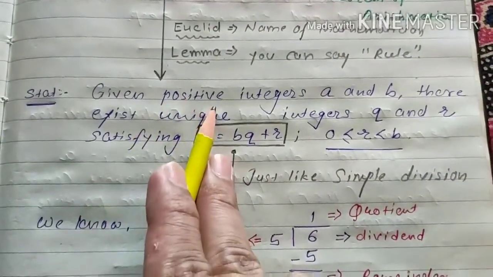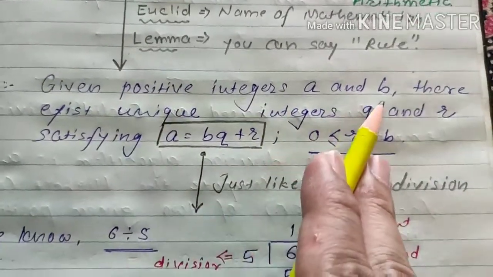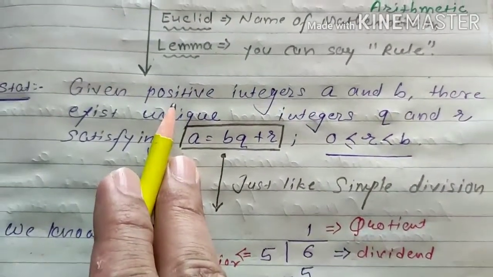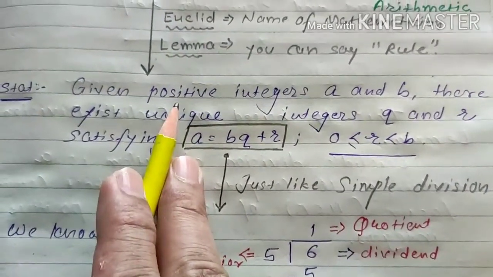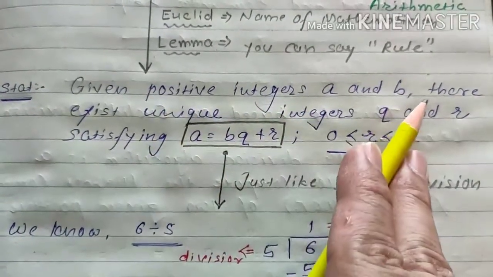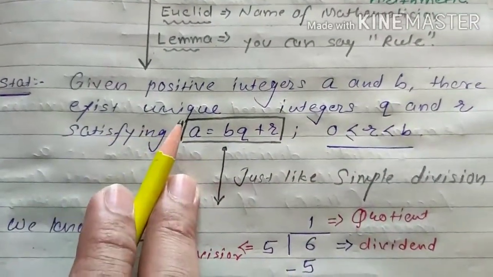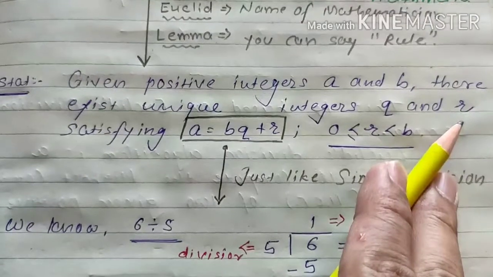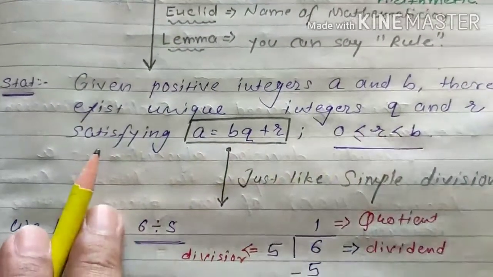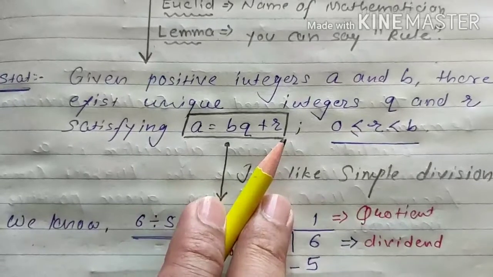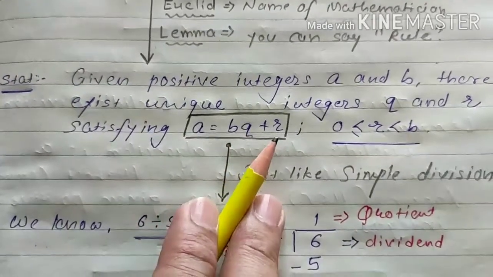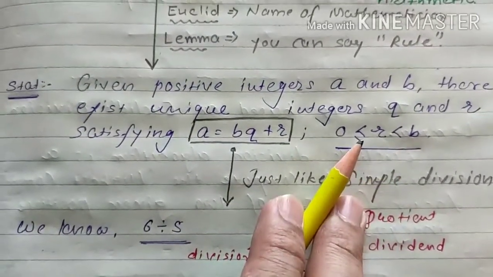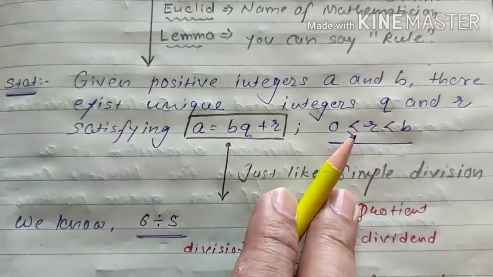Given positive integers a and b, suppose two integers are given, but the integers must be positive because we cannot divide the negative numbers. Given positive integers a and b, there exist unique, meaning one and only one, integers q and r satisfying a is equal to bq plus r. The condition is r is less than b, but r may be 0 or more than 0.